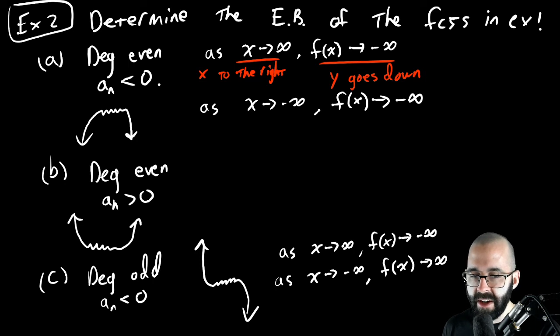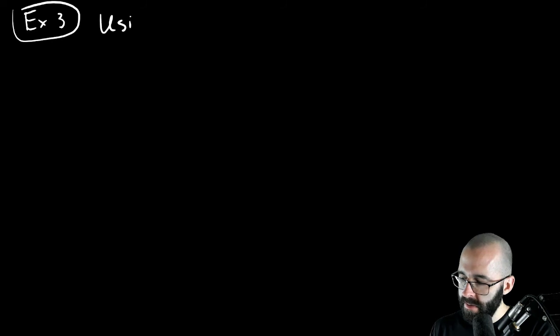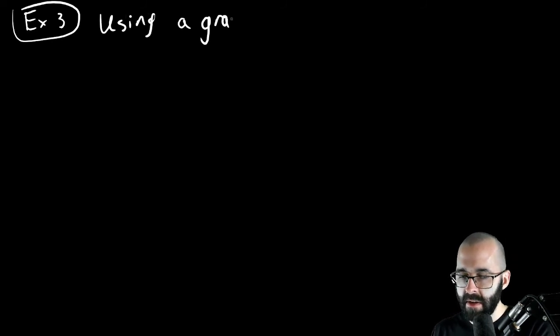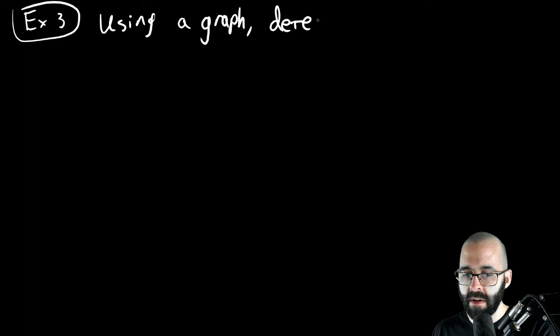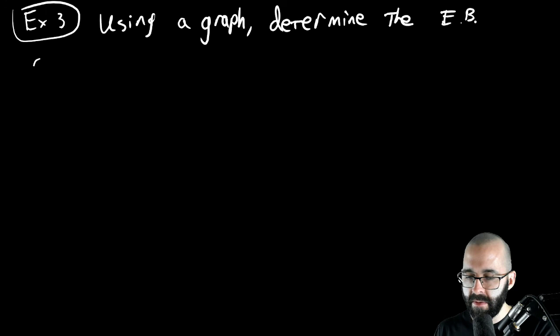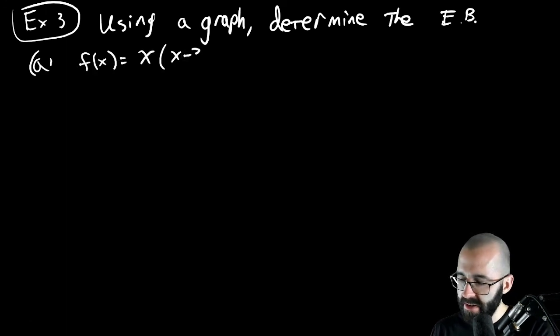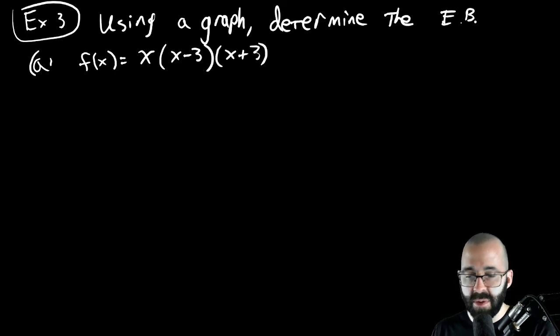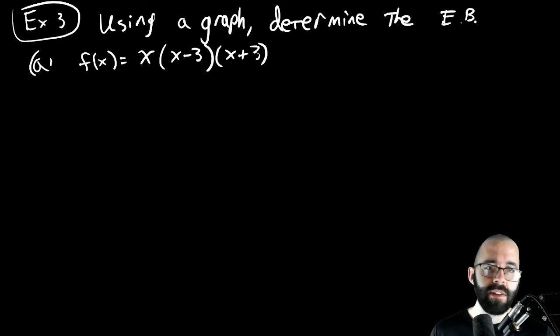All right, one final example to end this kind of long video. This is basically the entire section in this video right here. Example 3. Using a graph, determine the end behavior. Part A, we'll look at f of x equals x times x minus 3 times x plus 3. This one is factored. It's not in general form. So it's a little hard to see the degree and the leading coefficient.